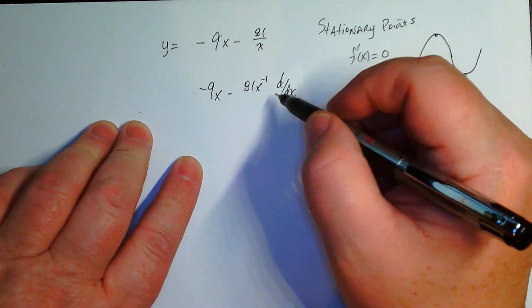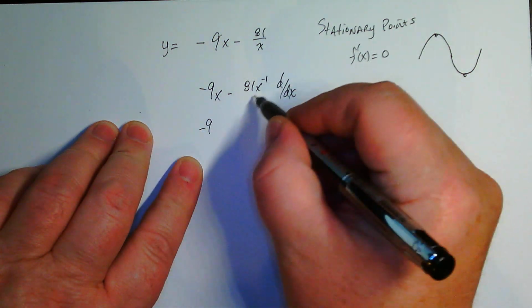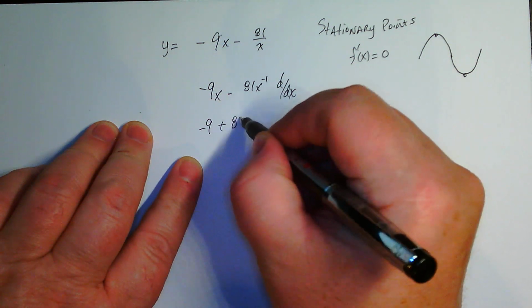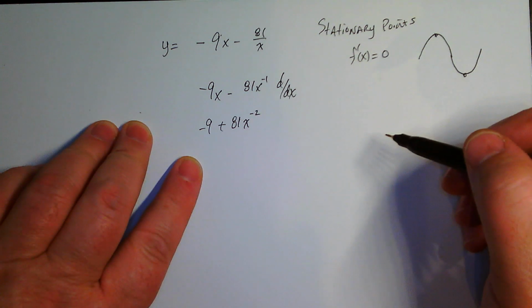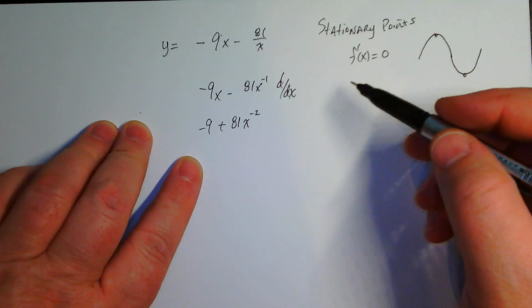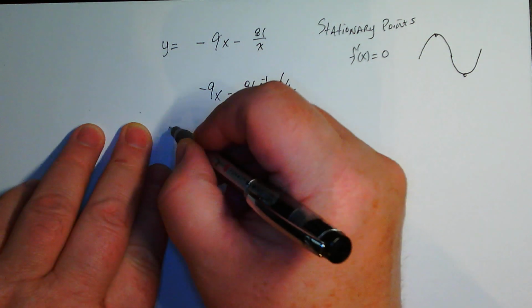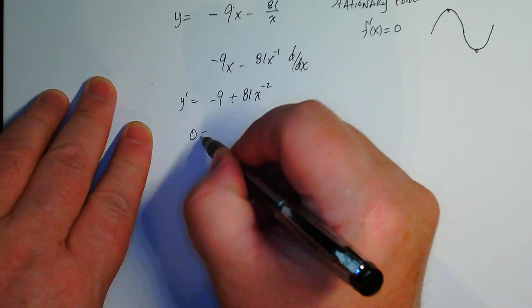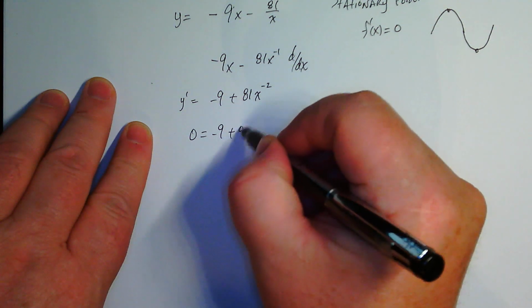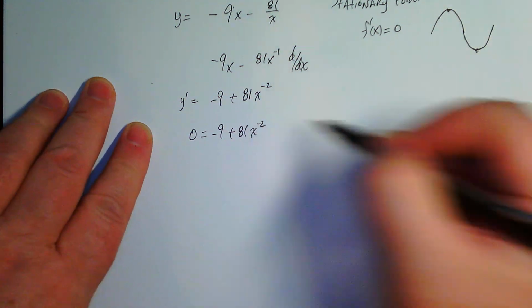And that's going to be plus 81 x to the negative 2. So there we go. That's our derivative, right? So we could do y prime, however you want to write the notation. Now we're going to take that, set it equal to 0. Negative 9 plus 81 x to the negative 2.